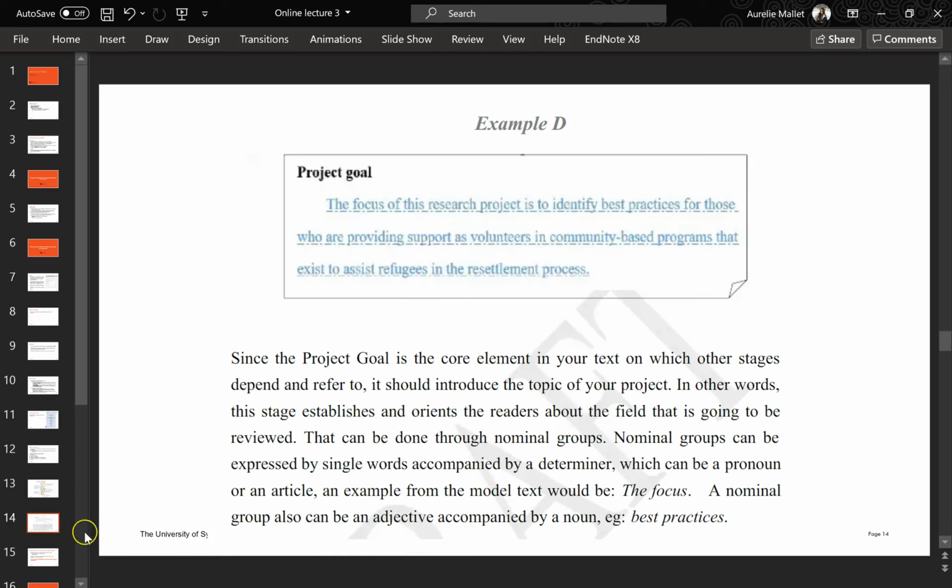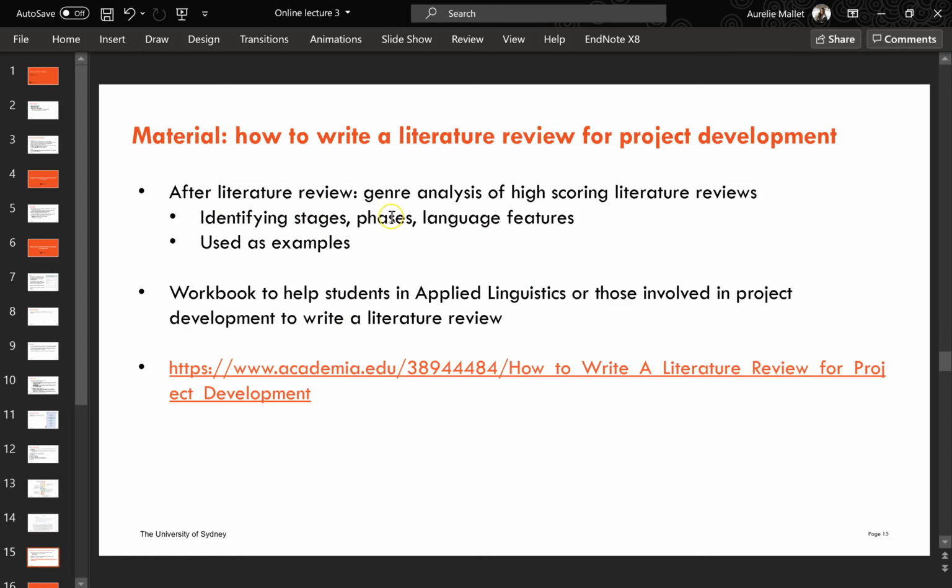So this step here, the genre analysis, comes after the literature review that they've done. They've reviewed all these literatures, and then they performed a genre analysis to identify the different stages, phases, and language features that appear in the literature reviews, and they give examples throughout. And after they've done all of that, that's where they end up with the workbook.